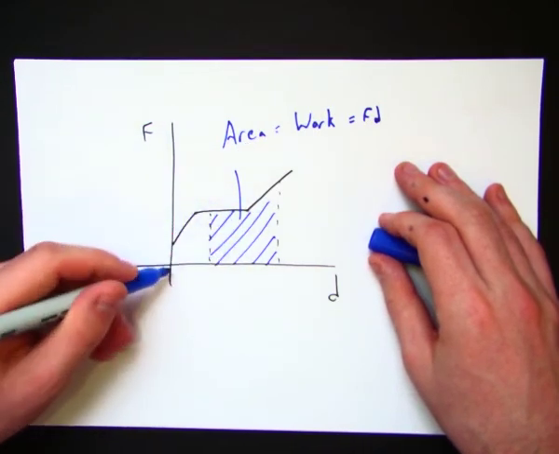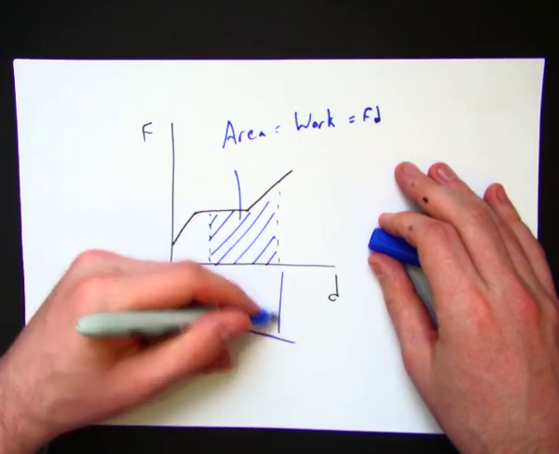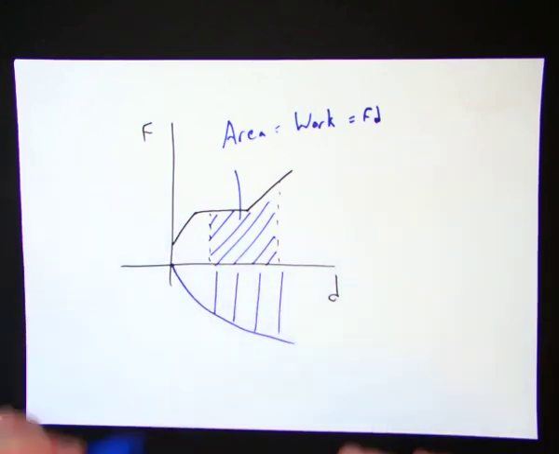You can have positive work. You can have negative work depending on the area that you're looking at. Okay, if it's below the axis or above, positive work or negative.